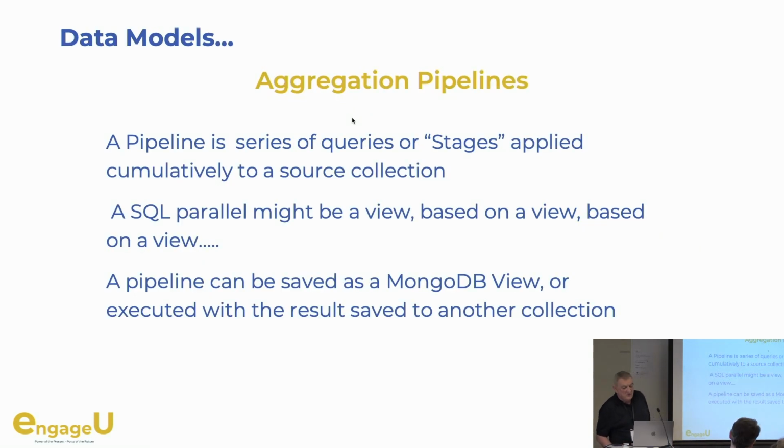A pipeline is a series of queries or stages applied cumulatively to a source collection. A SQL parallel might be a view based on a view based on a view, or using a SQL sub-selection inside a SQL query. A pipeline can be saved as a MongoDB view or executed with the result saved to another collection. What's important is that if you create the separate collection and apply indexes to it to make it easy to search, even when it's repopulated from scratch, those indexes remain.